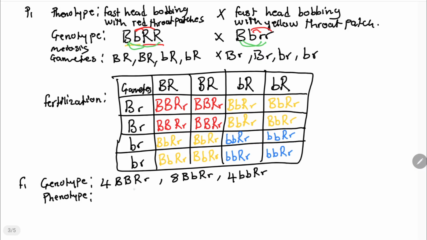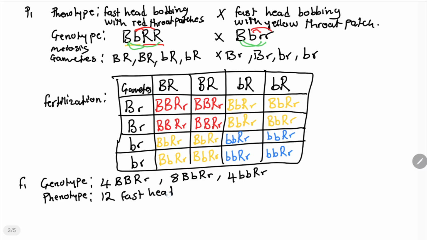So the ones that have got fast head bobbing, it is these 4 plus these 8. They also have the red throat patch. So even though the genotypes in this case are different, the phenotype is going to be the same. So the unknown lizard that have got fast head bobbing with red throat patches is this 4 plus this 8. So it is going to be 12. So we are going to write 12 fast head bobbing.